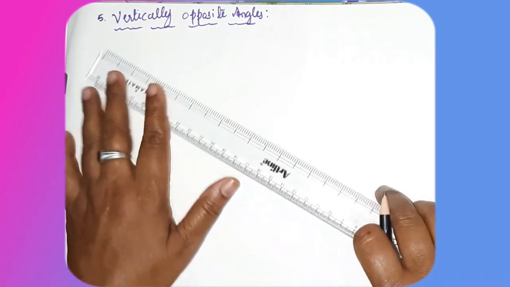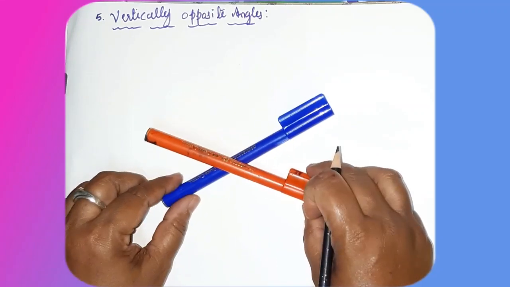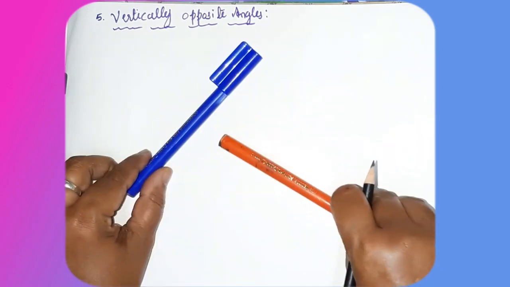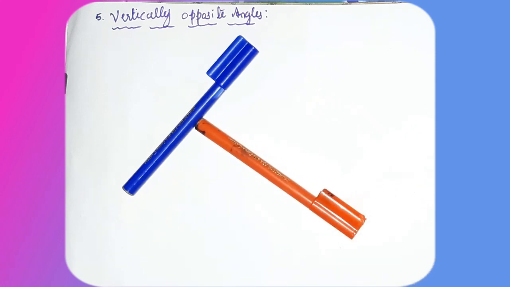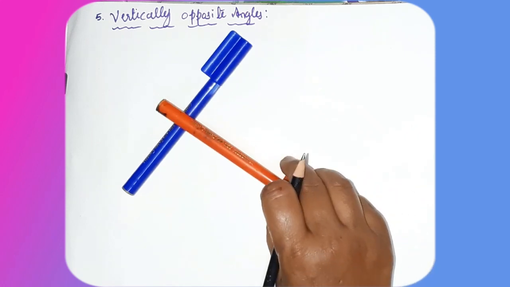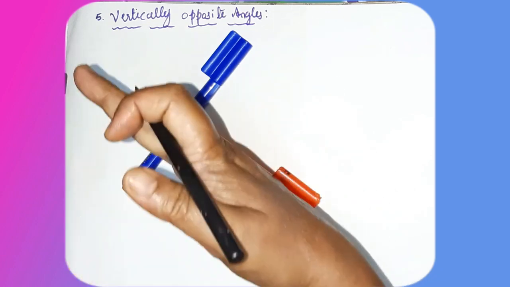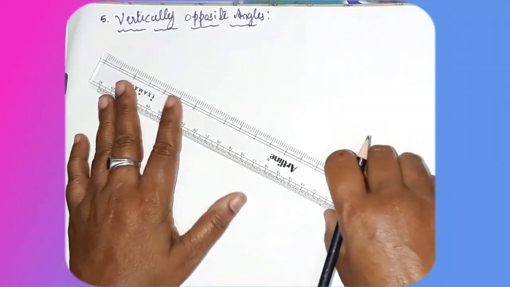See how these angles will be there. When two lines intersect, I am showing here, now two pens are intersecting. Intersect means one should cross the other. This is not intersecting. Just they are touching each other. This is intersecting. One pen is cutting the other. That means intersecting lines.